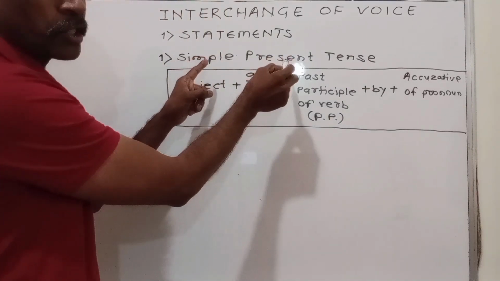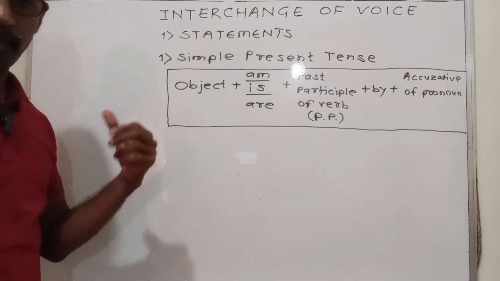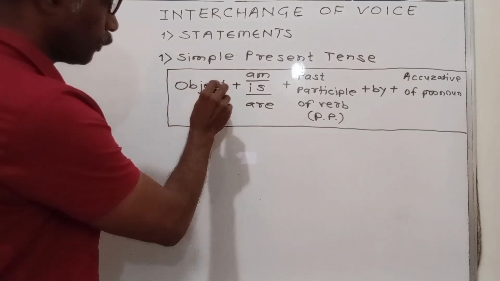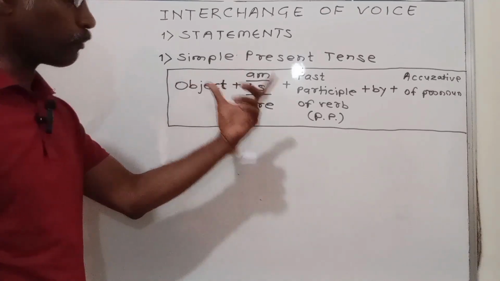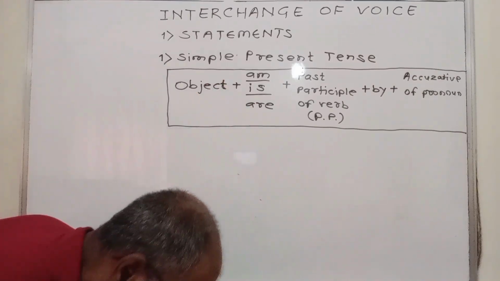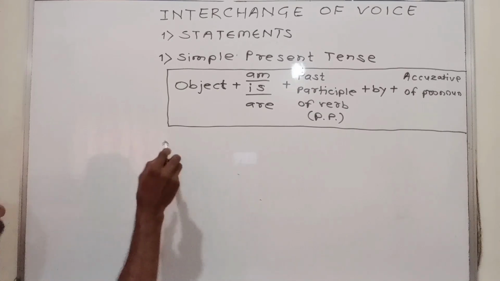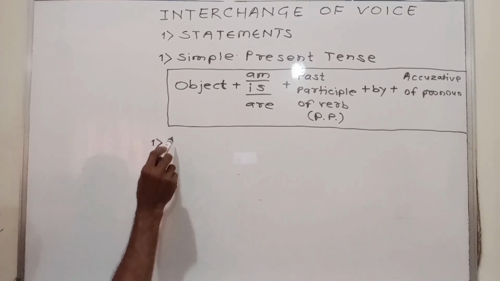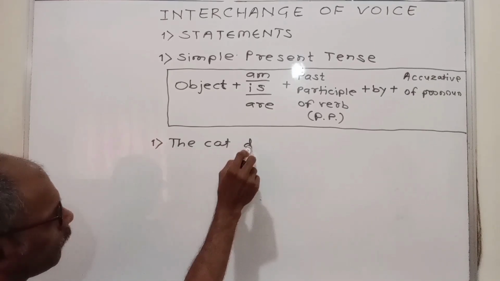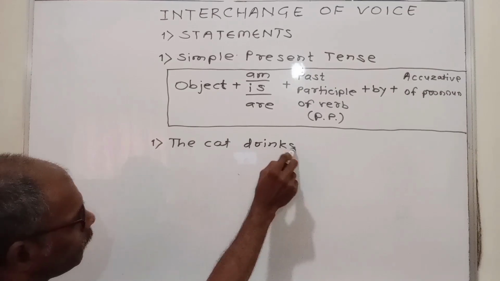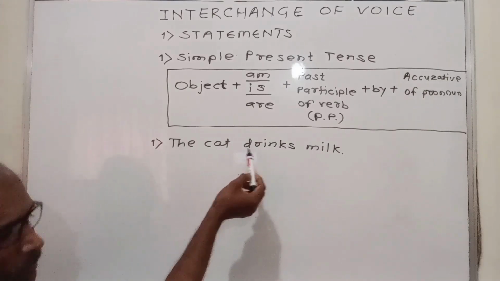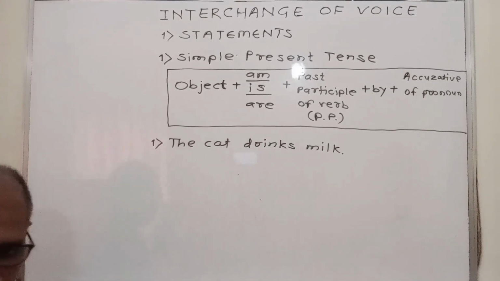Active voice to passive voice, when the sentence is in simple present tense. Simple present tense in active voice, then we convert that active voice into passive with the help of this rule, simple rule. Now see example. First example: the cat drinks milk. This is simple present tense, drinks.